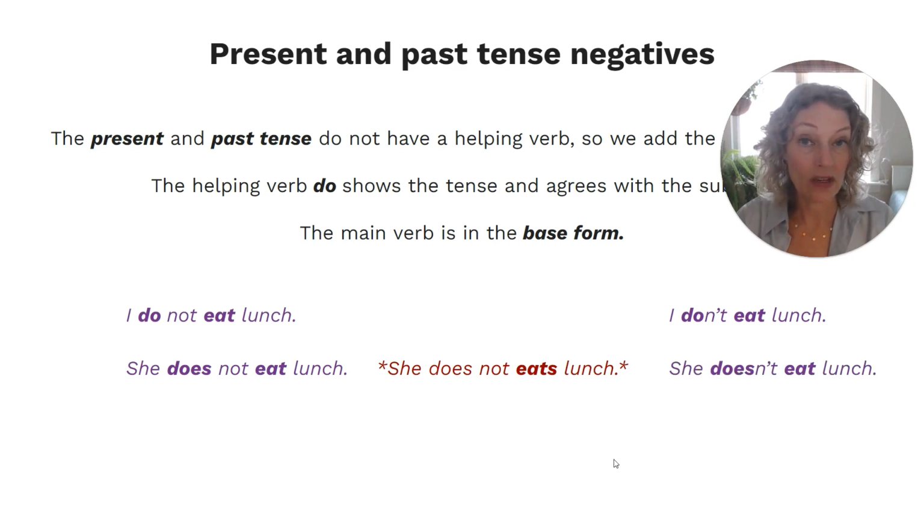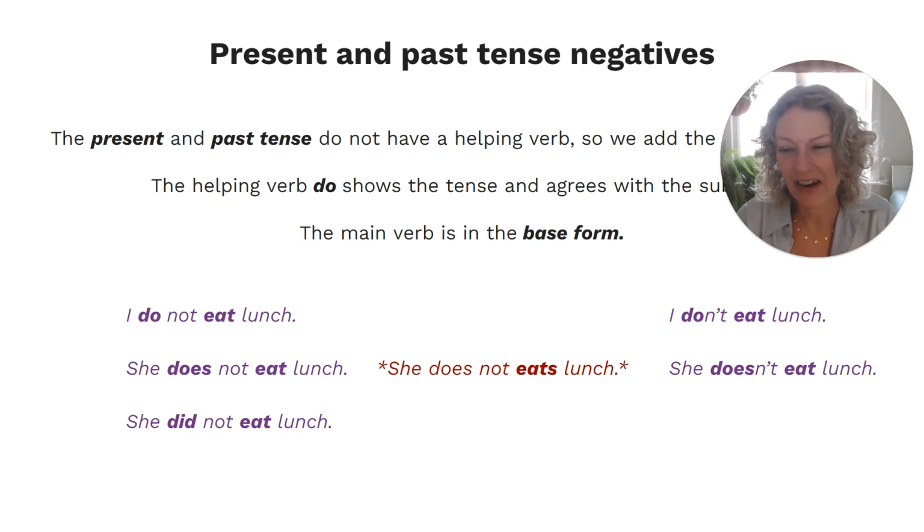And again, we can use a contraction. She doesn't eat lunch. And again, say your T really clearly so that people know that it's a contraction and you're making it negative, because that T shows the word not. That's all that's left of it, really. You don't really hear the N in there.